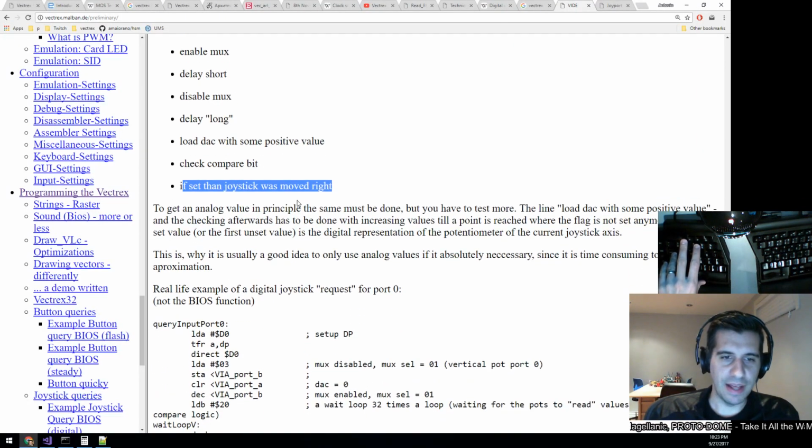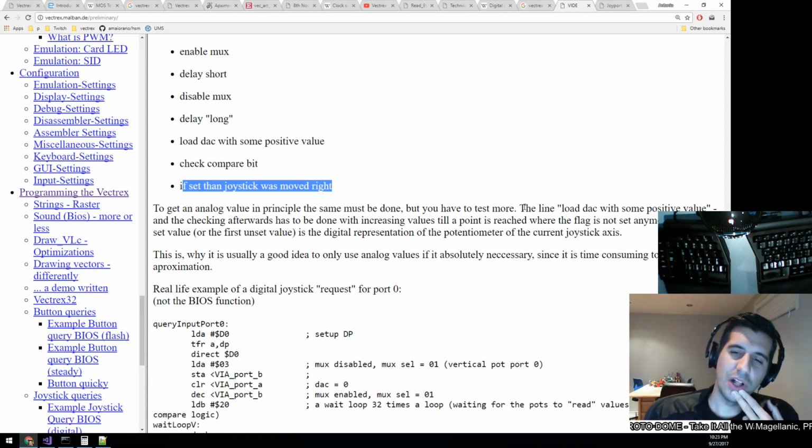To get an analog value in principle, the same must be done, but you have to test more. Alvaro said the code looks super sharp. Alright, cool. That's so crazy. It's all about testing.